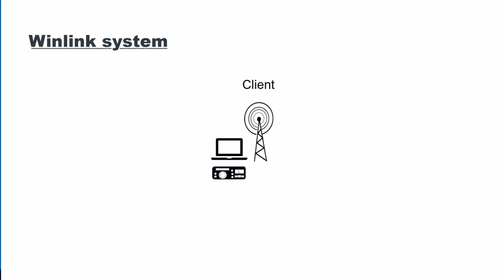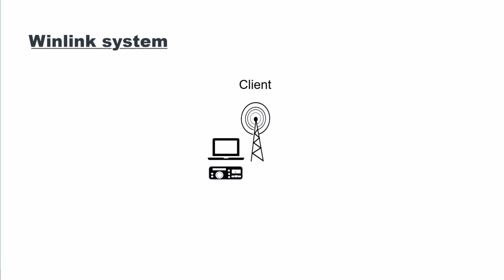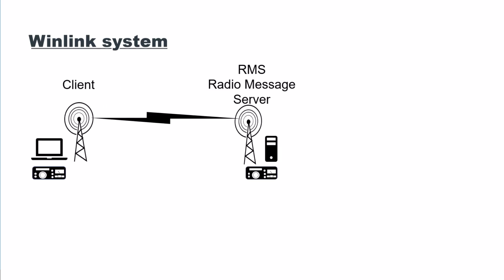The client is you, your computer with the needed software, an interface to your radio, and of course your radio. The radio you use will depend on the bands you will operate on and software for the transport protocol you select. The RMS or radio message server is an automated station that connects to the internet. Each station is set up for a specific frequency and transport protocol. The RMS does two things. It receives messages from a client and then forwards them over the internet to a server in the next part of the system. It also retrieves messages from the server and transmits them back to the client station.